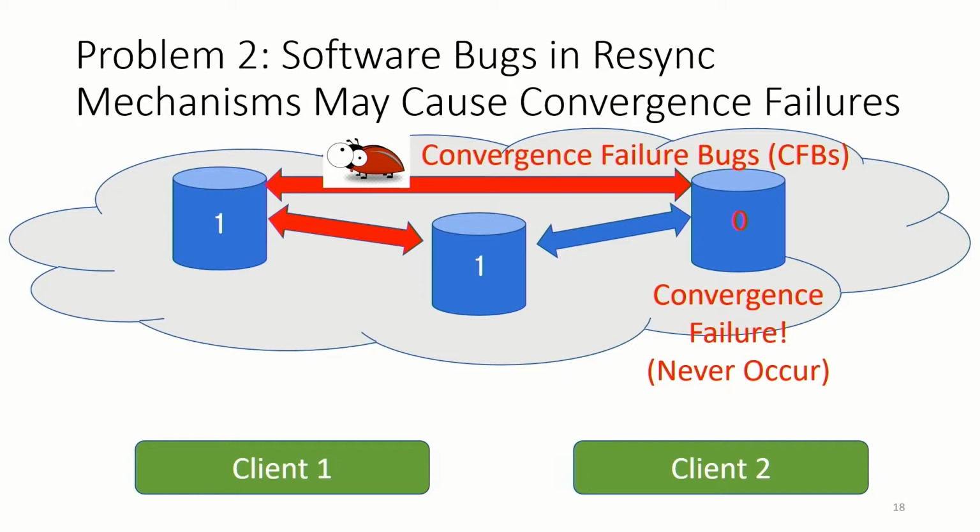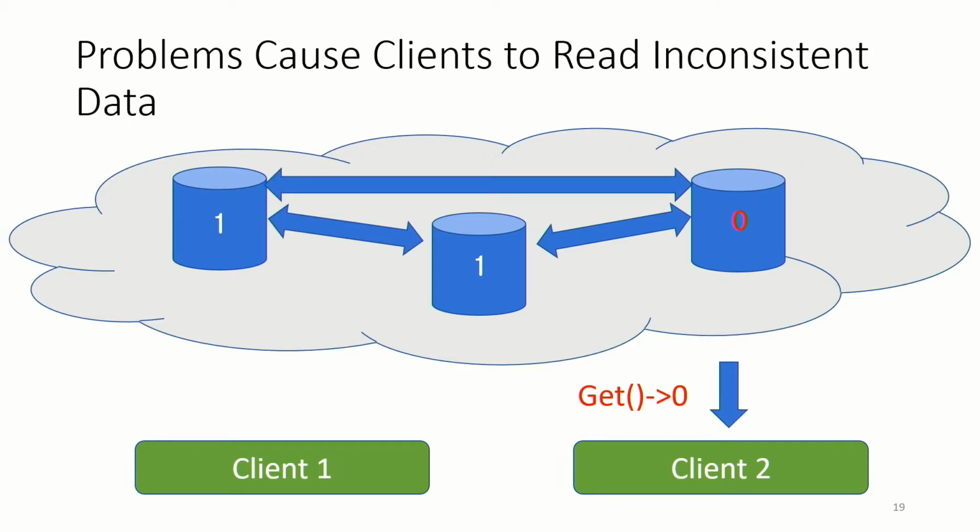But if there is a software bug lurking in the resync mechanisms, it may manifest in certain divergence resync scenarios, and some of the replicas may suffer from convergence failure. In this case, the convergence may never occur again. We call these types of bugs convergence failure bugs, or CFBs. And if a client happens to read data from these faulty replicas, then it will read inconsistent data.